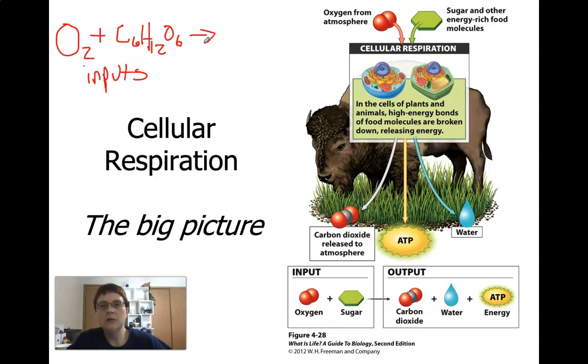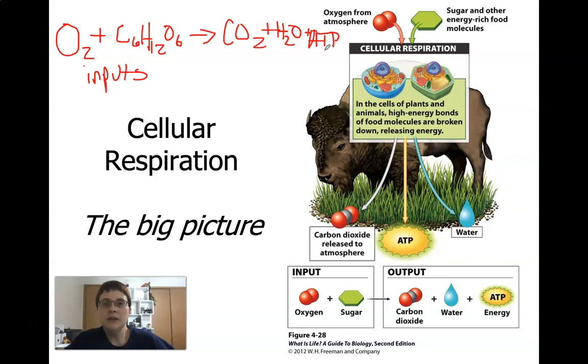So the equation would be CO2 and water and ATP. And ATP is just a form of energy, like light is a form of energy. It's a form of kinetic energy because you can use it to do work. It's kinetic energy when it's being used. So it is a form of potential energy until it's used.